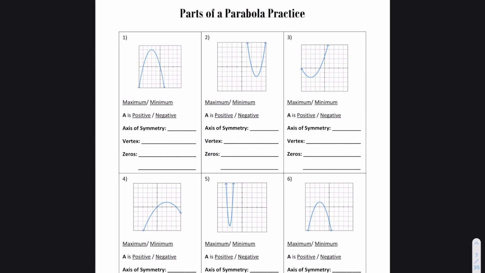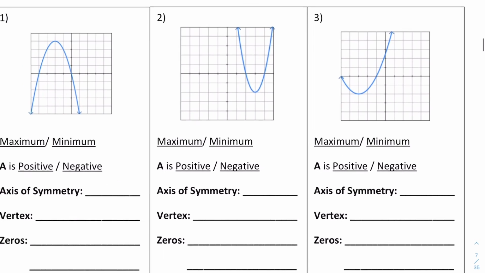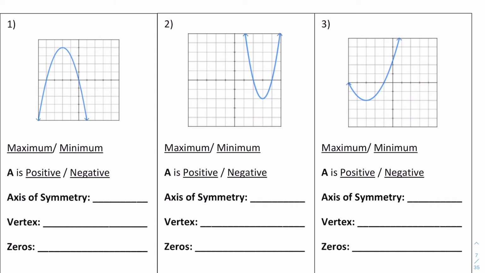All right. Okay, so let's do an example. Number 2. Does this have a maximum or minimum? It's opening upwards. The vertex is down here, so that's going to be called a minimum. It's opening upwards, so a is positive. The vertex shows you where the axis of symmetry is, and this is at 1, 2, 3. x equals 3. The vertex is at 3, negative 2.